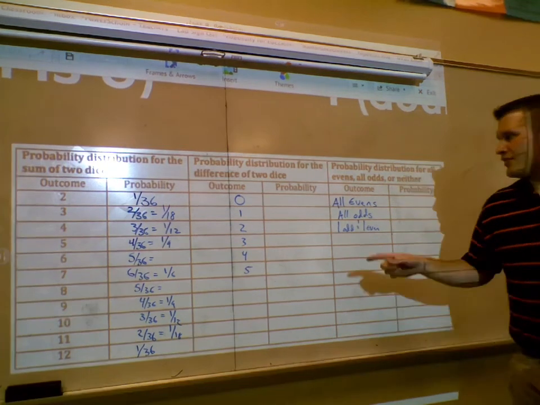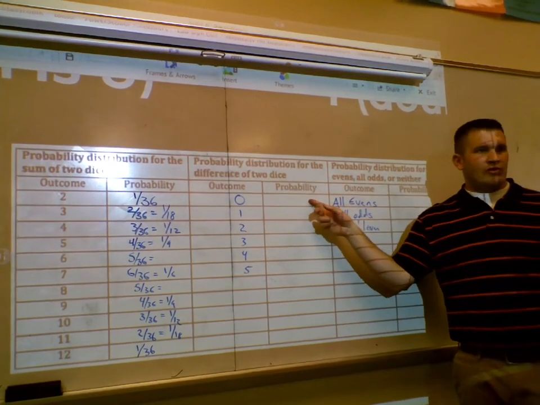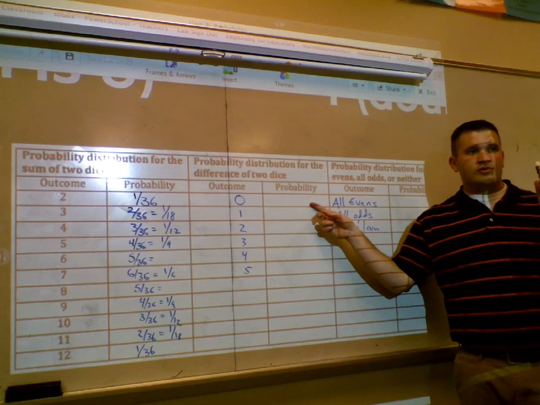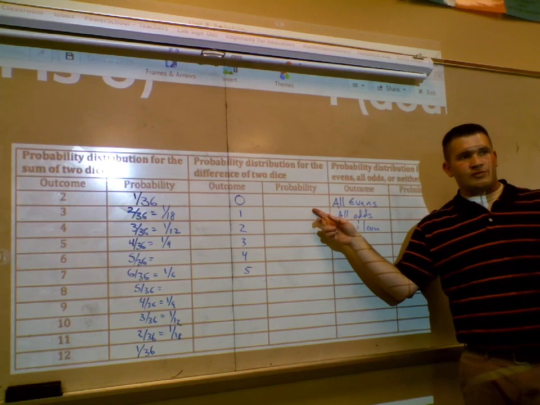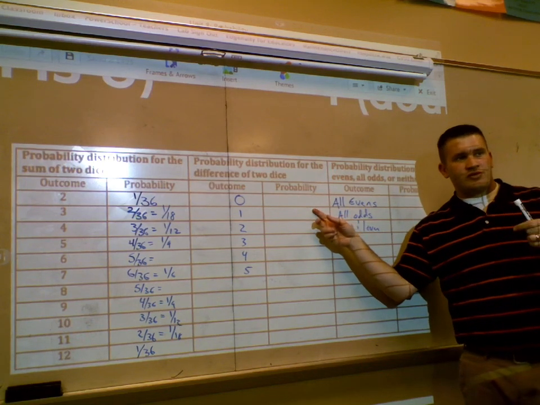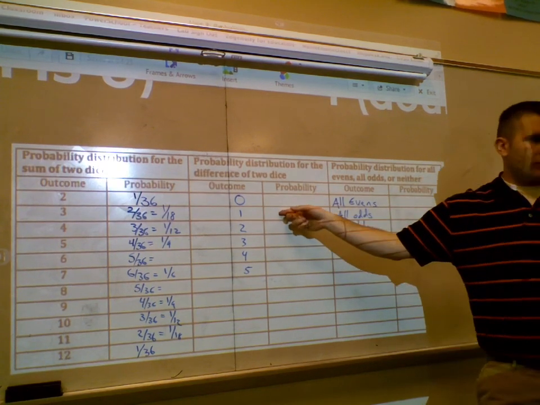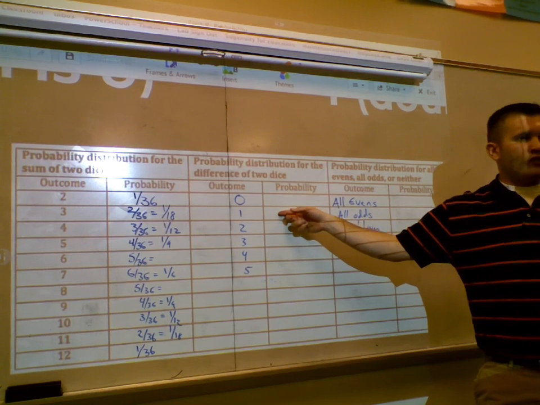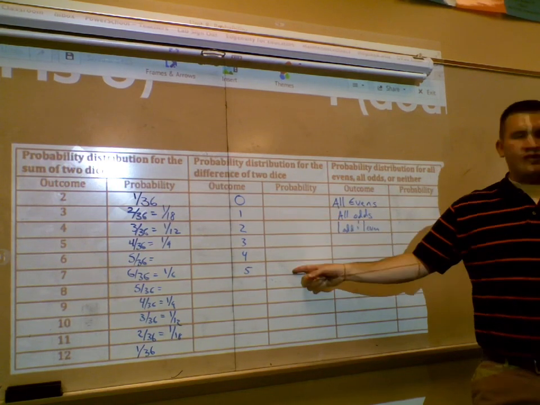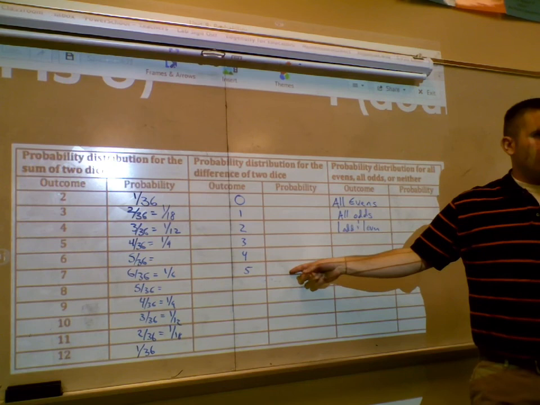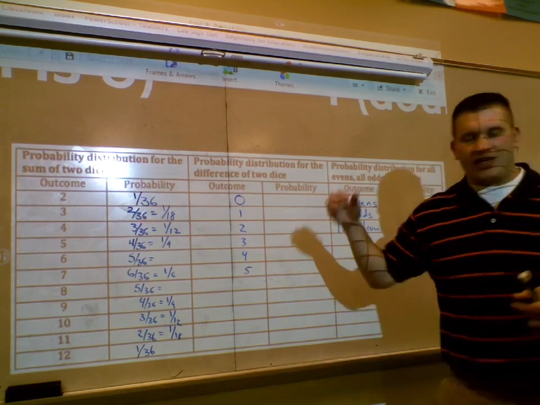Differences. Difference of 0, those are the doubles, because 1 minus 1 is 0, 2 minus 2 is 0, 3 minus 3 is 0, and so on. Difference of 1 means they're 1 apart, like 1 and 2, 2 and 3, 3 and 4, 4 and 5, 5 and 6. Difference of 5, 6 and 1. Does that make sense?